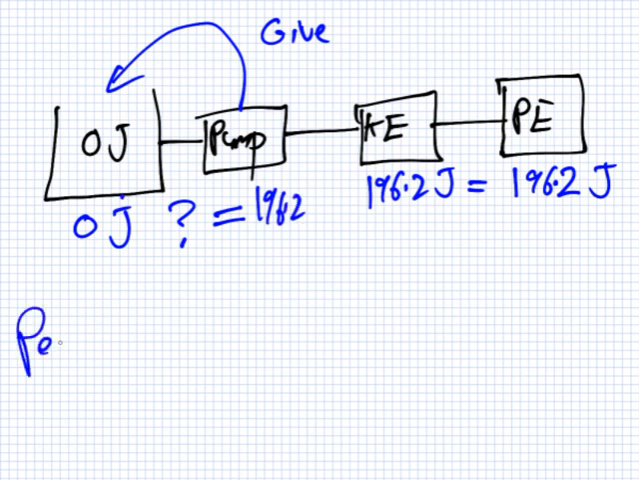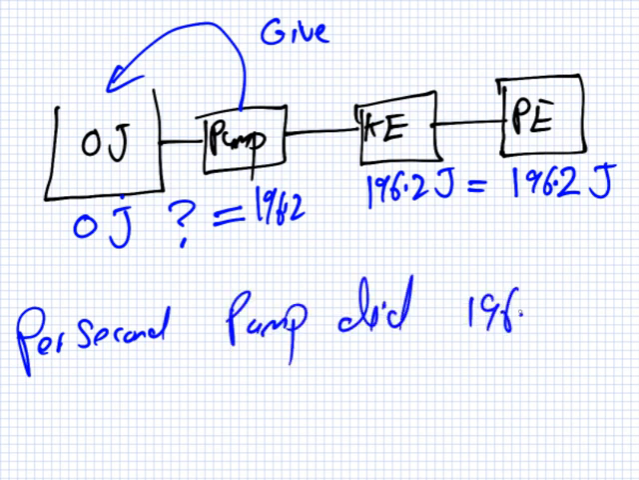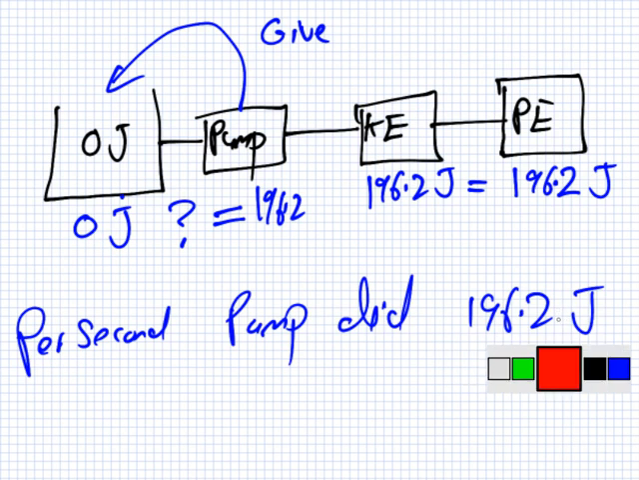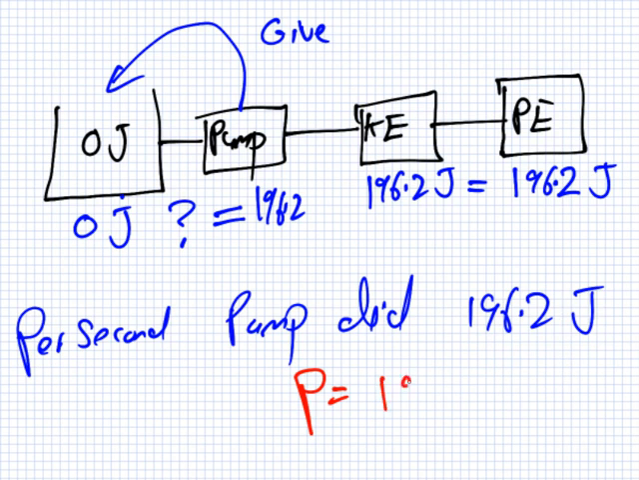So per second, the pump did 196.2 joules per second. So the power of the pump is 196.2 watts. Remember? We did this, joule per second. Didn't we do power? Yeah, we did with the amps. I remember now.